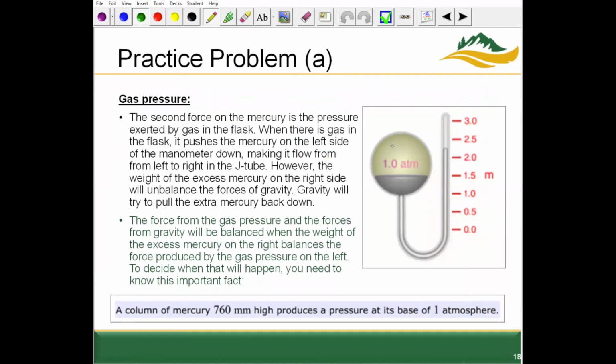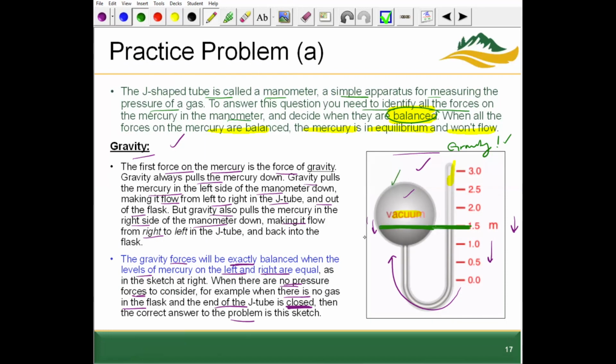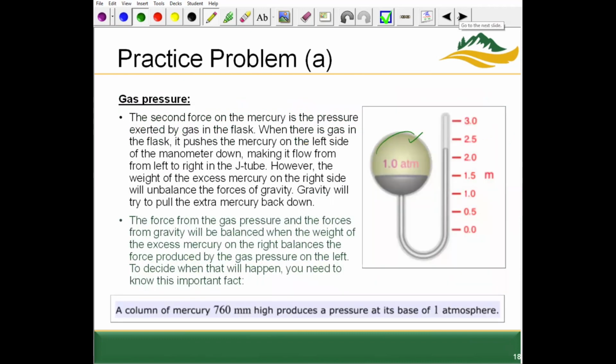Next now, we no longer have a vacuum, we have a gas that's present in this flask. Again, even in this vacuum, we will still have some force of gravity applied this way. It's only in a perfect vacuum that you might see in a physics class where you don't really consider gravity as an influence. For our class, gravity is still at play even within the vacuum side of this J tube. So the second force we need to think about on the mercury is the pressure exerted by the gas that's in this flask.